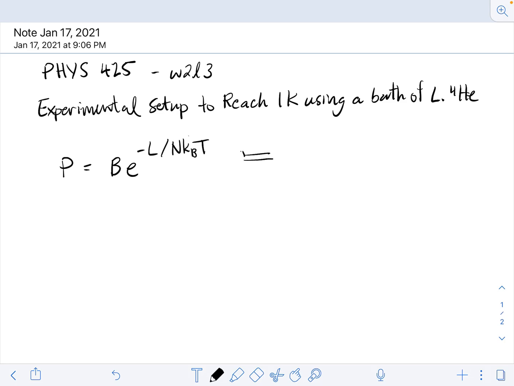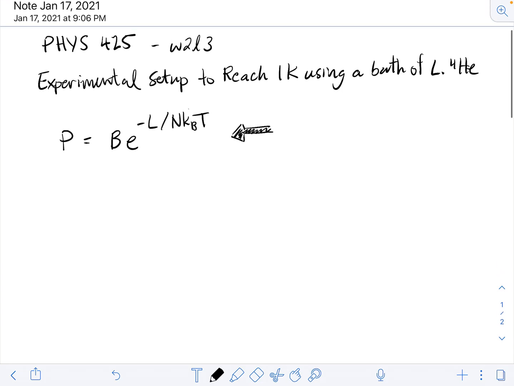Just to recap, last time we were thinking about how we could manipulate the boiling temperature of a liquid by changing the vapor pressure above that boiling liquid. And what we found was that the relationship between the pressure and temperature was given by this expression. B was some constant, but pressure had an exponential dependence on minus 1 over the temperature. Okay, and so that's something that we will keep in mind.